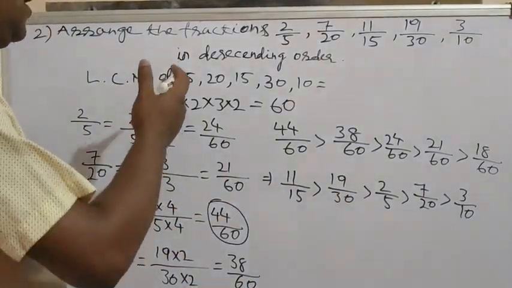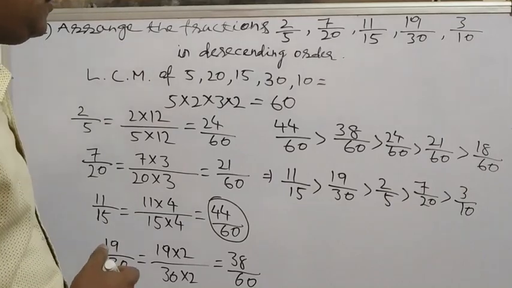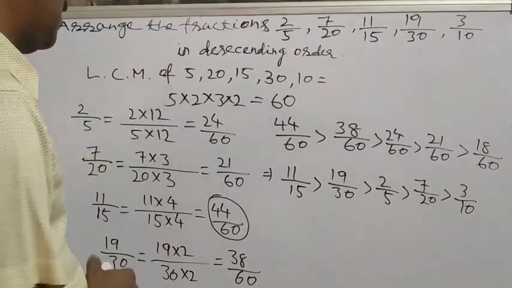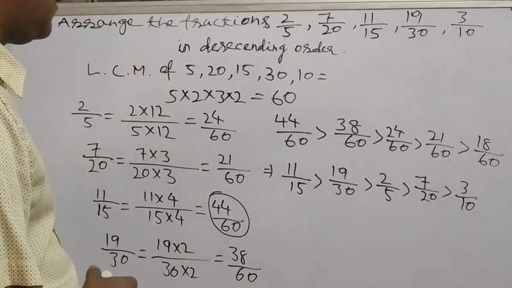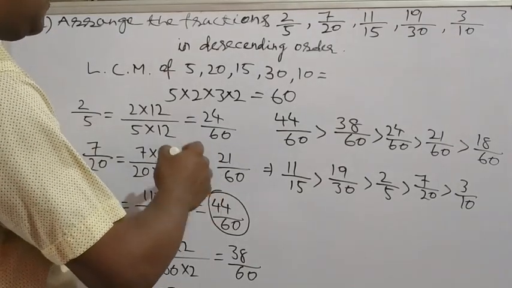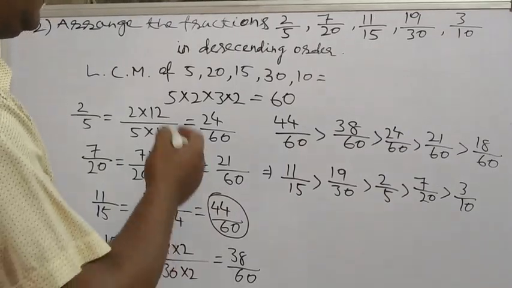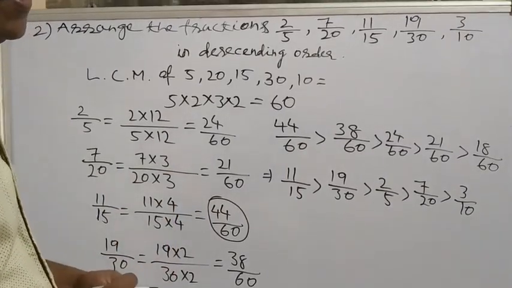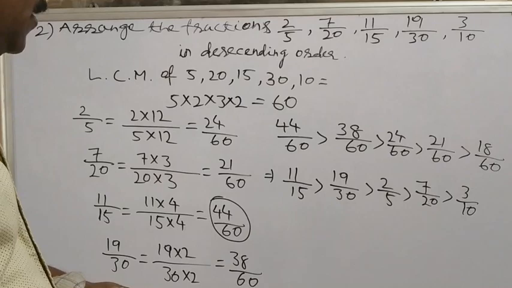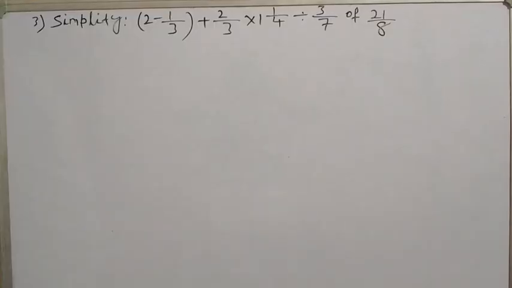First we have to change to like fractions. To change into like fractions, first we have to find the LCM. Then we get the like fractions. Then you arrange the fractions according to the numerator in descending order. Then you write the original fractions. This is a very important problem. We get a problem like this in the exam.